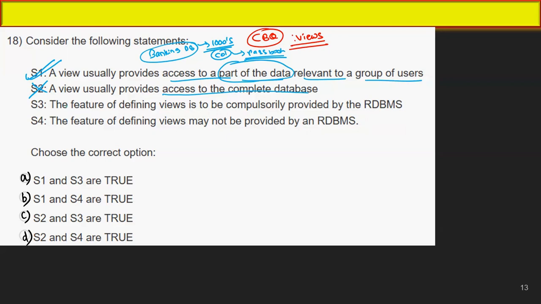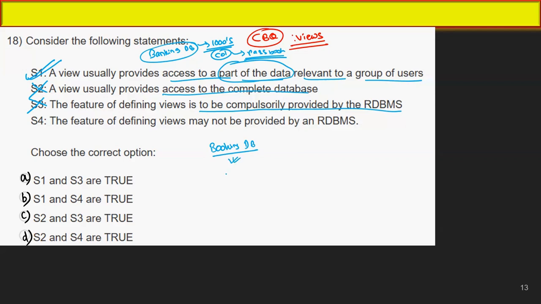The feature of defining views is to be completely provided by the RDBMS. Is that so? I gave the banking example, but does everything need a view? That is not necessary. You cannot confidently say that a view is always needed. Say for example, you are having a booking database.